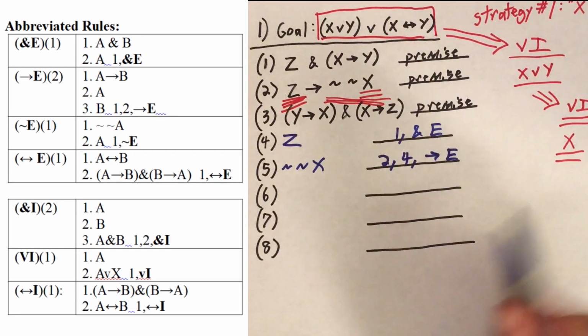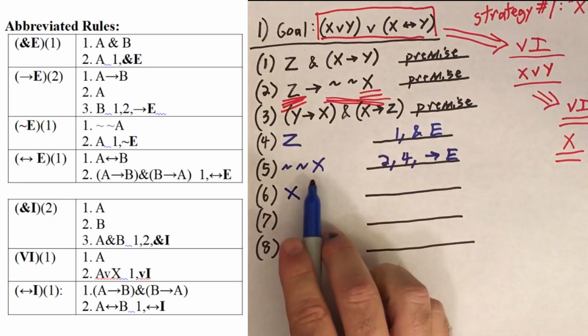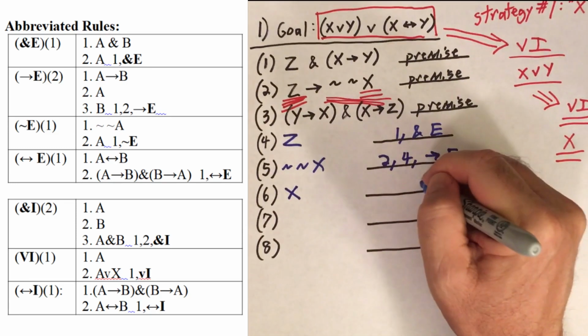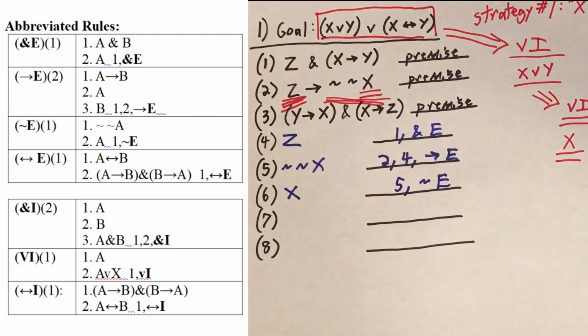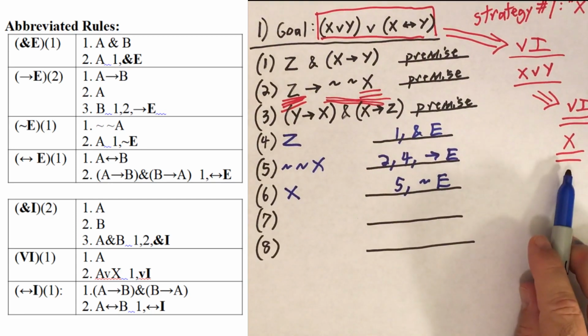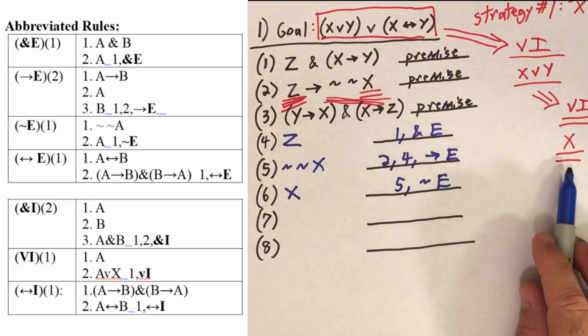What am I after? X. Do you see that it's ready to go in line 5? I simply took off those negations that I found in line 5. So now X is true. That was my sub goal. Why did I get X?